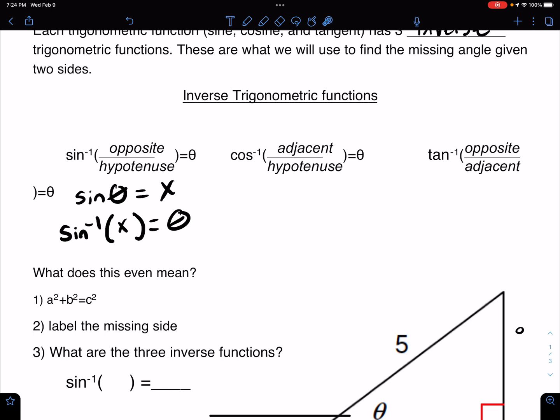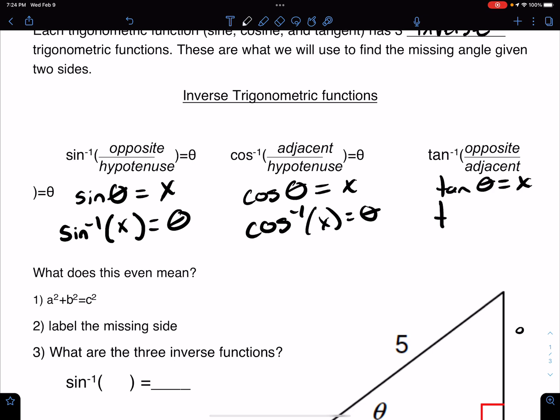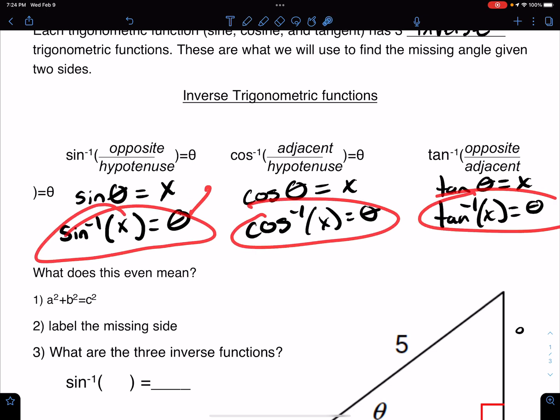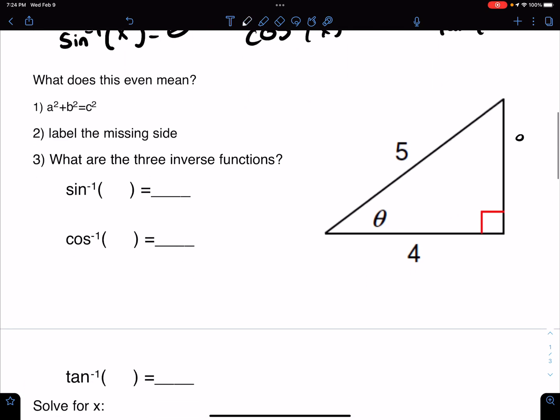Okay, x represents the ratio of the sides, right? So opposite over hypotenuse. So I have cosine of theta yesterday is equal to x. Today I have the inverse of cosine of x is equal to theta. Okay? And then yesterday I said the tangent of theta is equal to x. And today I'm going to tell you that the inverse of tangent of x is equal to theta. So this is just me trying to figure out what the angle is. Okay? So let's let that marinate a little bit here.